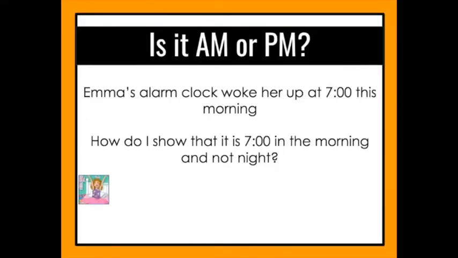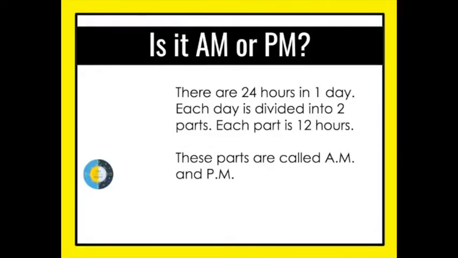Is it AM or PM? Emma's alarm clock woke her up at 7 o'clock this morning. How do I show that it is 7 in the morning and not night? There are 24 hours in one day. Each day is divided into 2 parts. Each part is 12 hours long. These parts are called AM and PM.